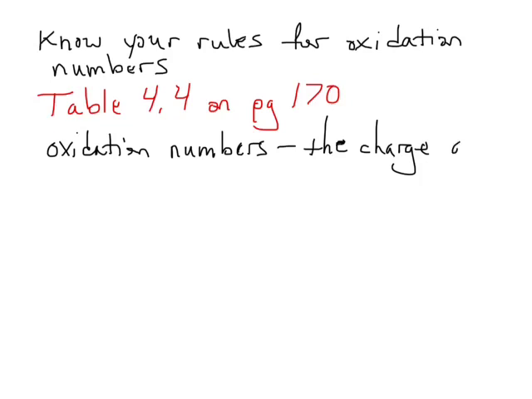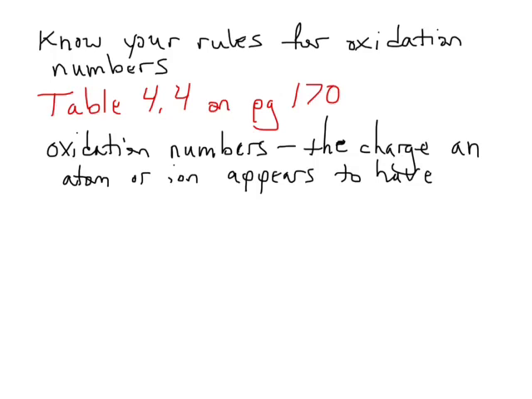The charge an atom or ion appears to have. So this is a way that chemists devise to keep track of what charge something has and where the electrons are going and where they're coming from within a chemical reaction.